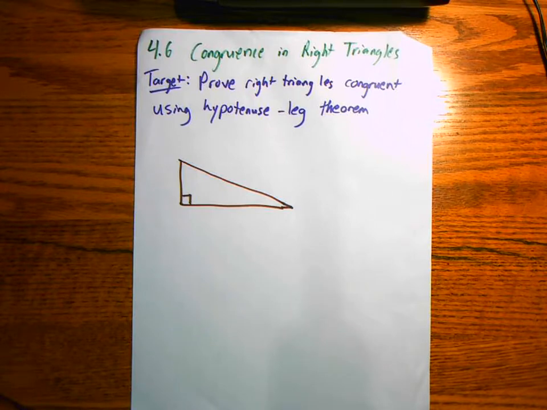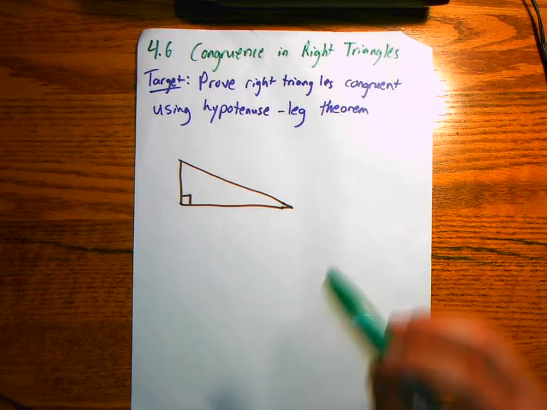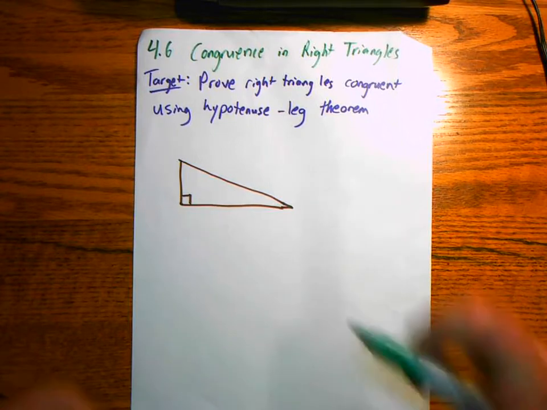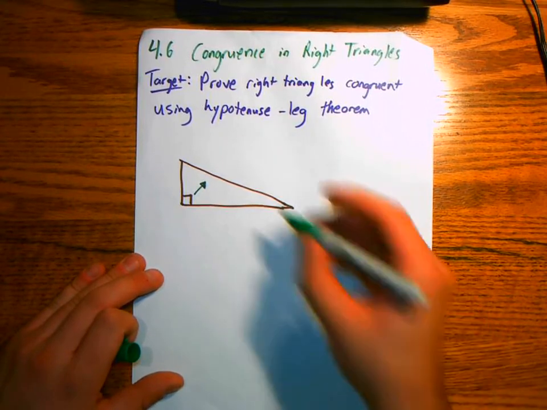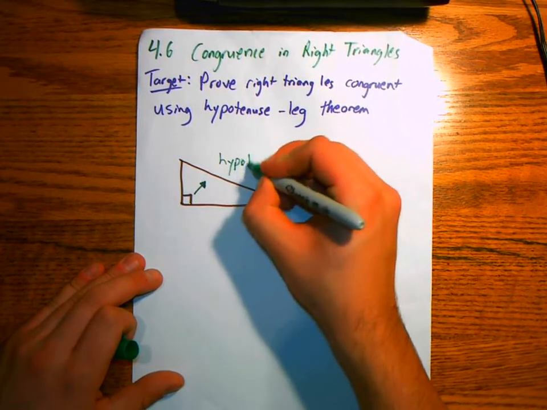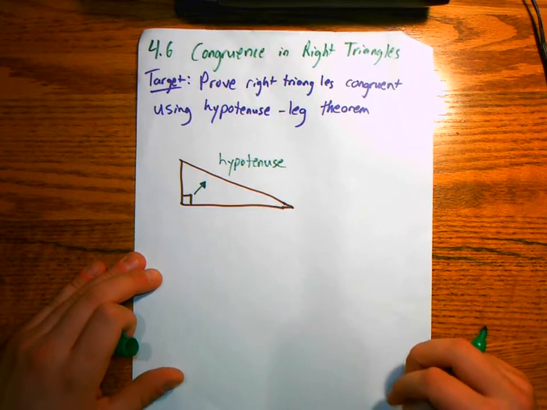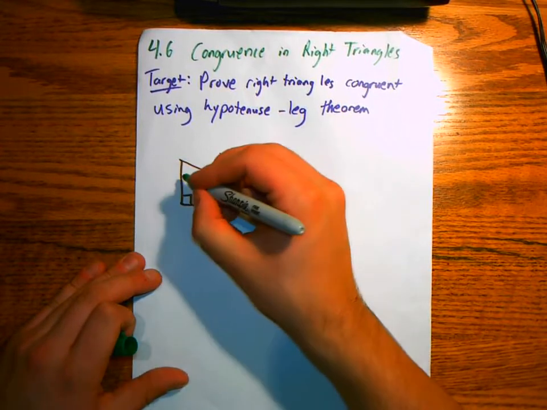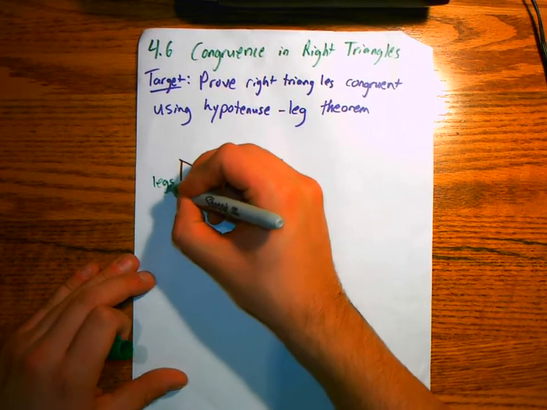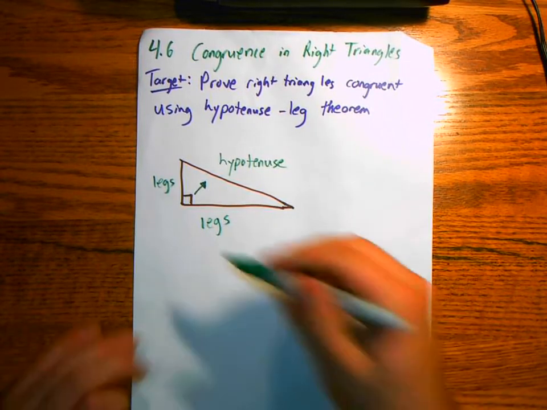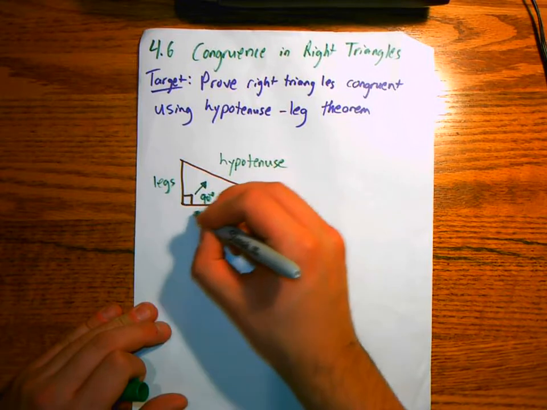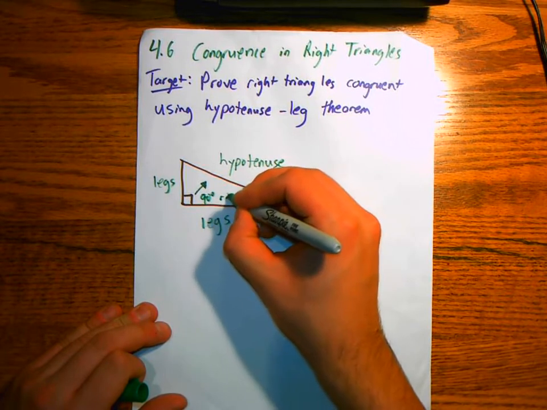So just as a little bit of a review, if you have a right triangle, the side length that is opposite of the right angle, so if you're looking at your right angle and the side that is opposite or not touching the right angle, this is called the hypotenuse. And both of the other side lengths are the legs of your right triangle. And this is always a 90-degree or a right angle.